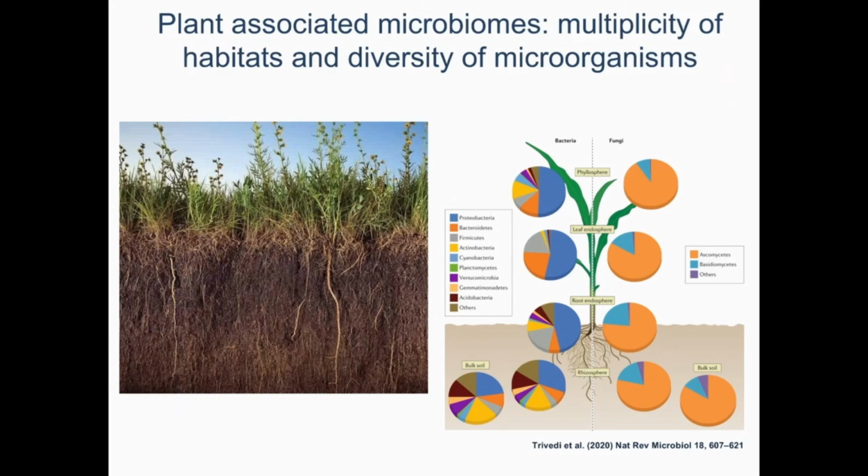And an observation that has been made in many studies is that the diversity of bacteria and fungi that you find in the bulk soil is far greater than the diversity of bacteria or fungi that you find in other plant tissues, such as the phyllosphere or the rhizosphere. And that has led to the hypothesis that plants select for their own microbiomes, and that the selected microbiome have properties to specifically colonize certain plant tissues.